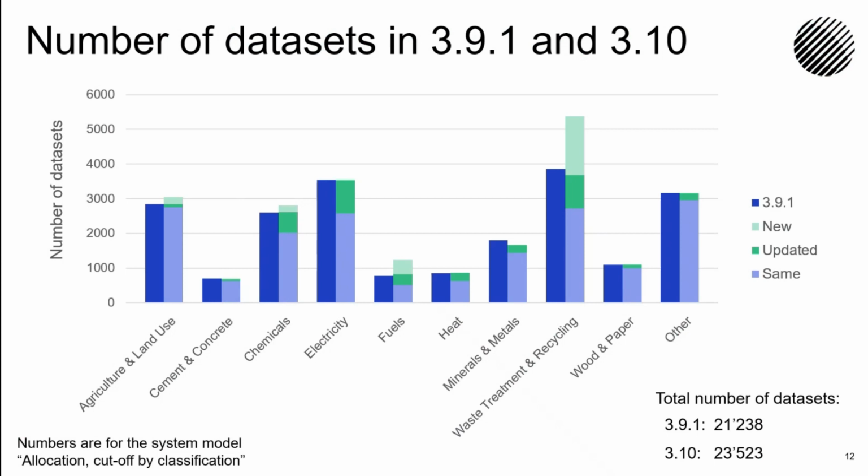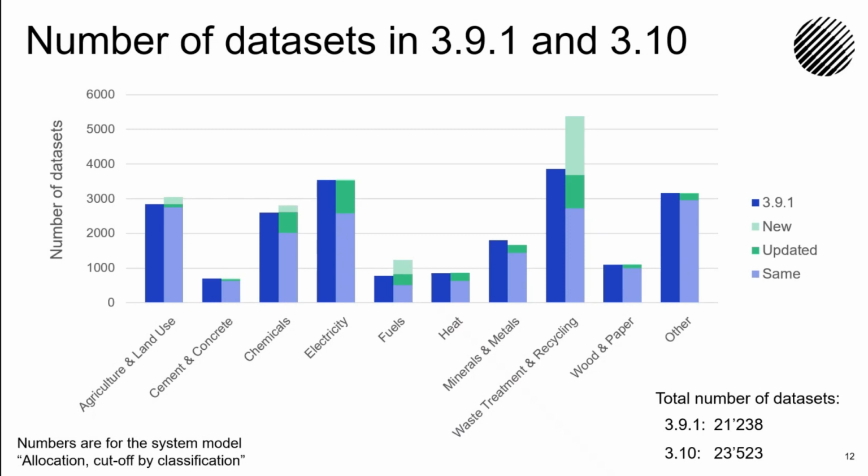Before diving into each of the sectors that were updated, I would like to give you an idea of the scale of the changes done for version 3.10. What you can see here is a graph showing the numbers of datasets in version 3.9.1 and in version 3.10 in each sector. The dark blue bars represent the numbers in version 3.9.1, while the numbers of new datasets are indicated in light green. And in dark green are the datasets that were available in 3.9.1 but were updated for version 3.10.